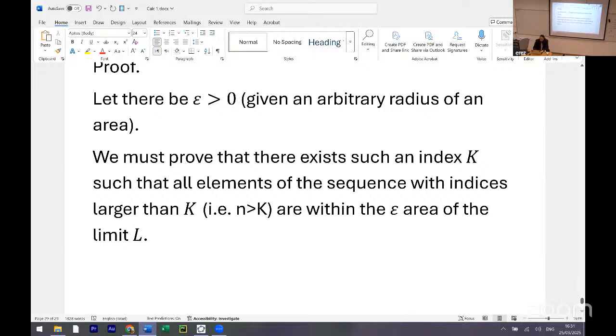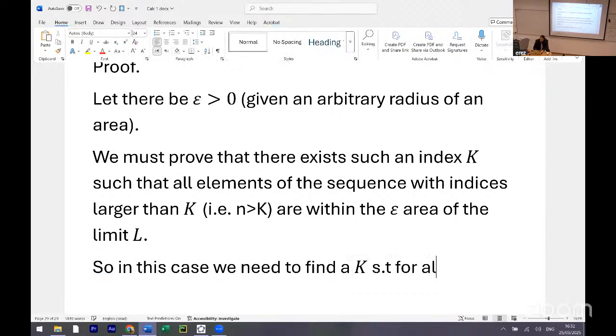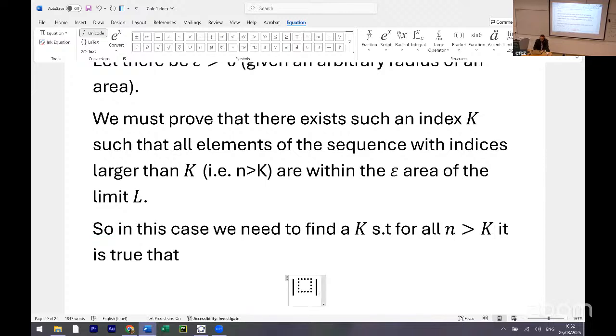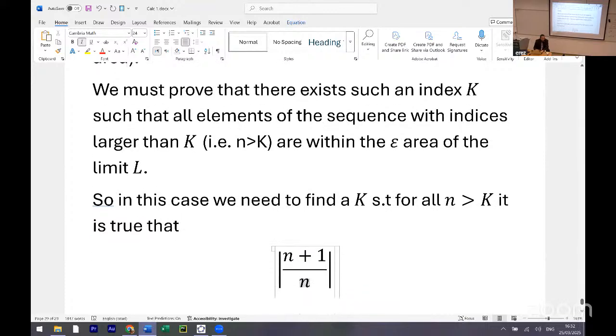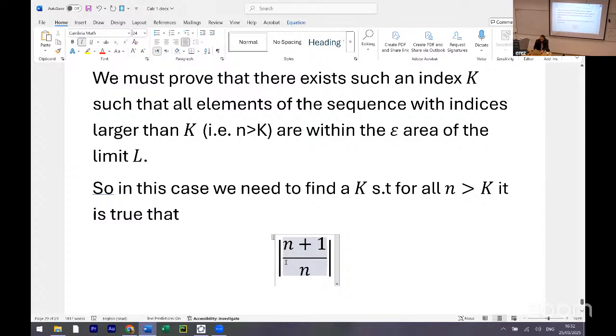In this case, we need to find a K such that for all n larger than K, it is true that the distance between the element of the sequence in the nth place and the supposed limit, what do we measure the distance between an element of the sequence and the limit, is lesser than epsilon.